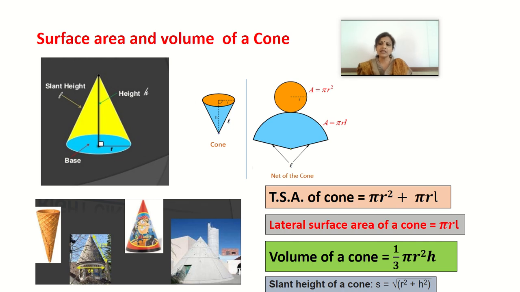Then lateral surface area of the cone, I told you that when we calculate lateral surface area, in this case we will not consider the base, and so what is remaining? It's pi r l. And volume of a cone is given by the formula 1/3 pi r square h. So again, three formulas you have to keep in mind. Certain things which are conical in shape in our day-to-day life are also flashing there on the screen. You can have a look at that.